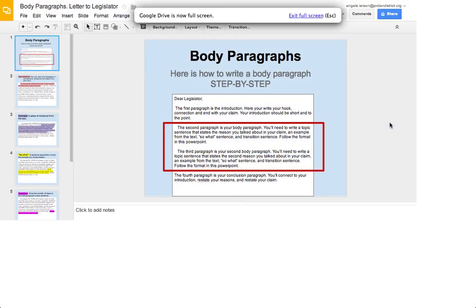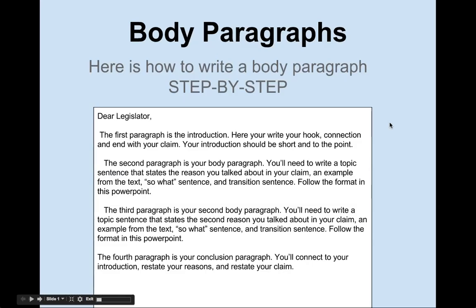Okay, everyone. This video is to help you write your body paragraphs. You should not start your body paragraphs until after you have written your claim and finished your research organizer. Once you finish those two steps, it'll be much easier to start your body paragraphs.